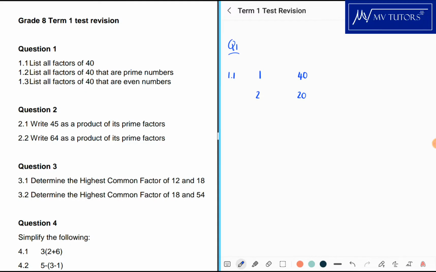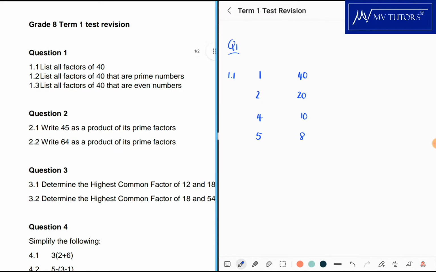All right, so 1 and 40, 2 and 20, 3 is not a factor, 4 definitely is, 4 and 10, 5, yes, if you say 40 divided by 5, you get 8. 6 is not a factor, 7, no, 8, yeah. Then we're good to go, all right? Therefore, the factors of 40 are 1, 2, 4, 5, 8, 10, 20, and 40.